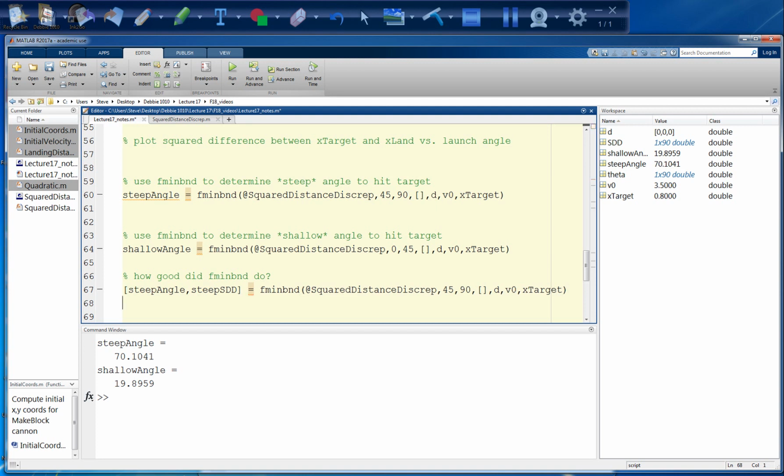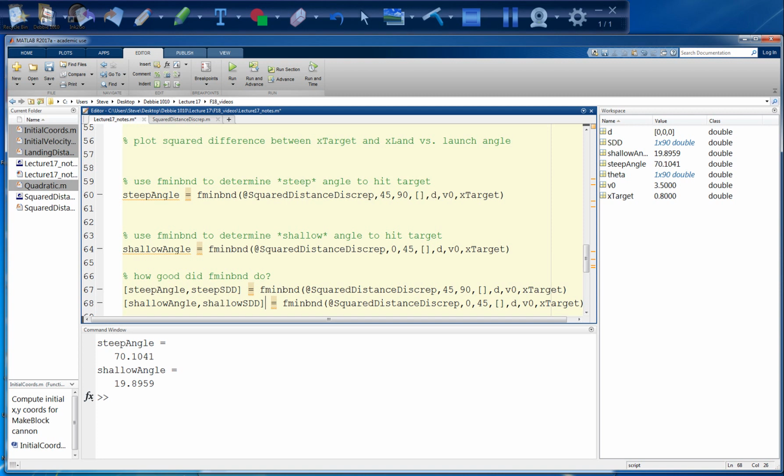Okay, and then let's grab this line of code to get the shallow angle. But in addition to the shallow angle, we'll also ask for shallow SDD. Okay, and now keep in mind that we're finding a minimum, right, which could be any value as long as it was the lowest value that the function produced. But in our particular example, the minimum is when x target and x land are the same, and so it actually should be pretty close to 0.